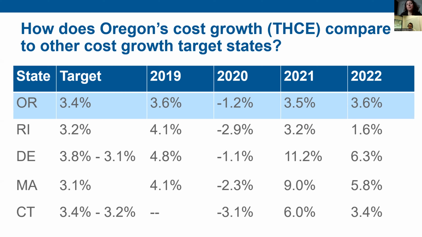Oregon is about the middle of the pack here. We had a lower rebound in 21 than some other states, but in terms of overall cost growth in 22, again, middle of the pack. Rhode Island's growth was about 1.6%, Delaware's 6.3%, and we're in the middle at 3.6.